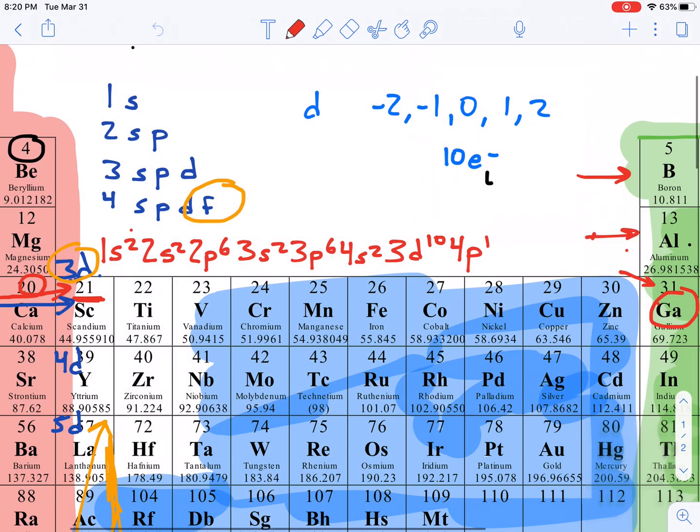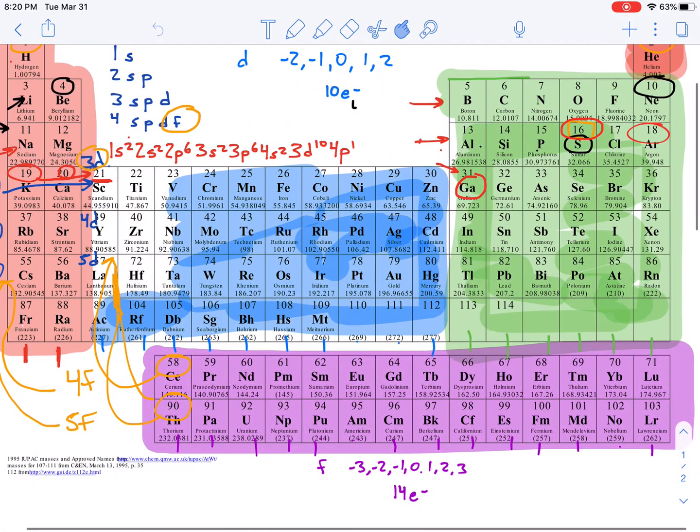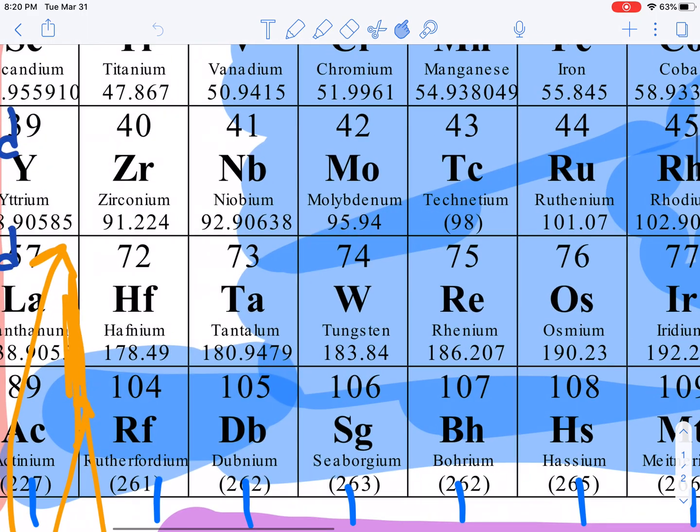Let's try another one. We are going to try hafnium. If you want to pause the video and try it yourself, feel absolutely free to do that. Hafnium is Hf. So take a second to find it, and you'll find it right here, number 72. So here is hafnium.